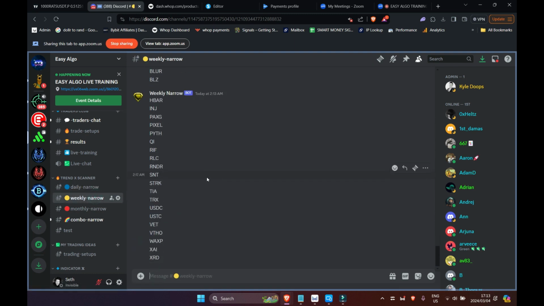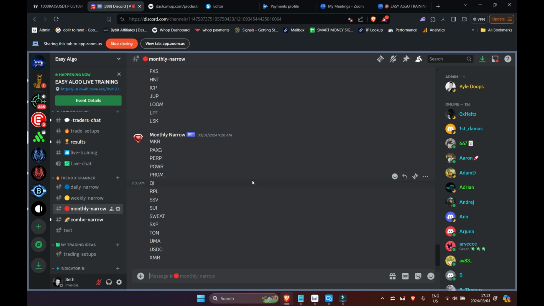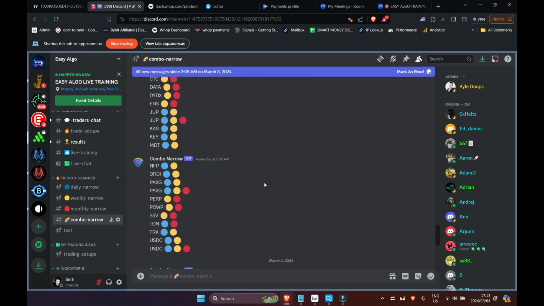Once a week, it's going to do all the weekly new pivots. And it's going to scan the market for the most narrow pivots it can. Sometimes you'll get one or two that aren't that narrow, because it's very difficult for the system to work exactly, since some tokens have higher liquidity and some are like 0.0001, so it's hard to get them exact. And then we've got the monthly, and then we've got the combo pivots.